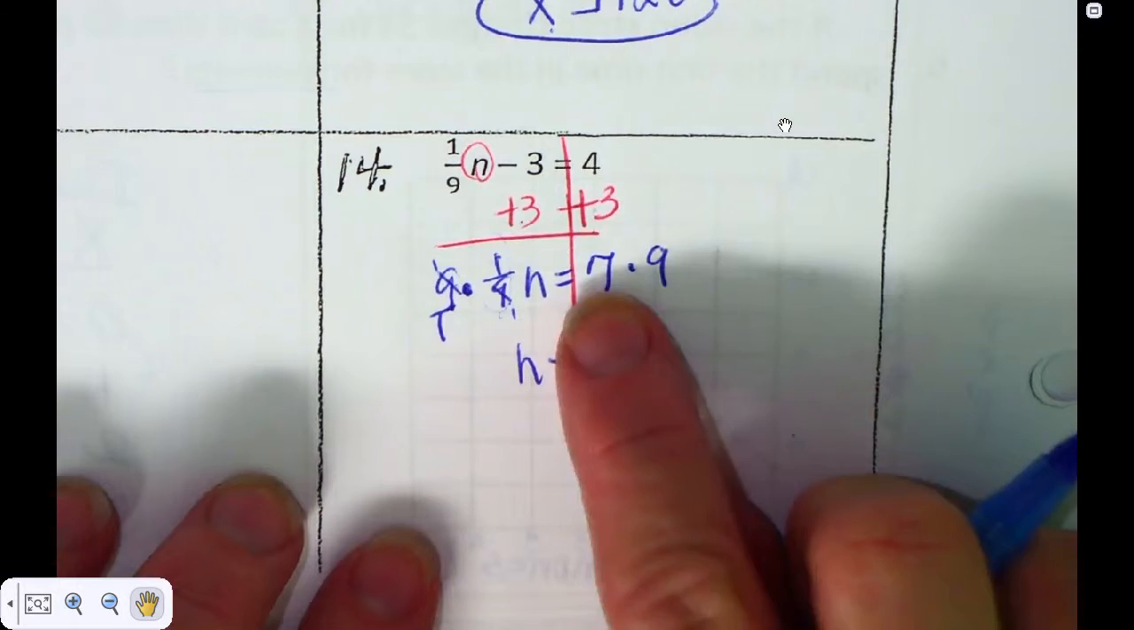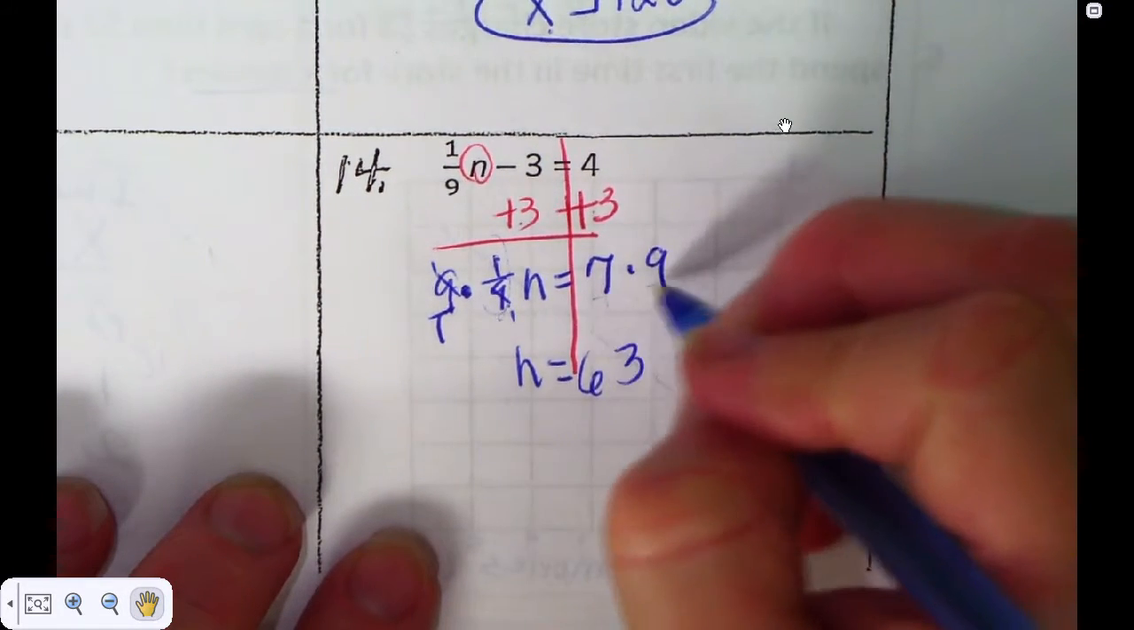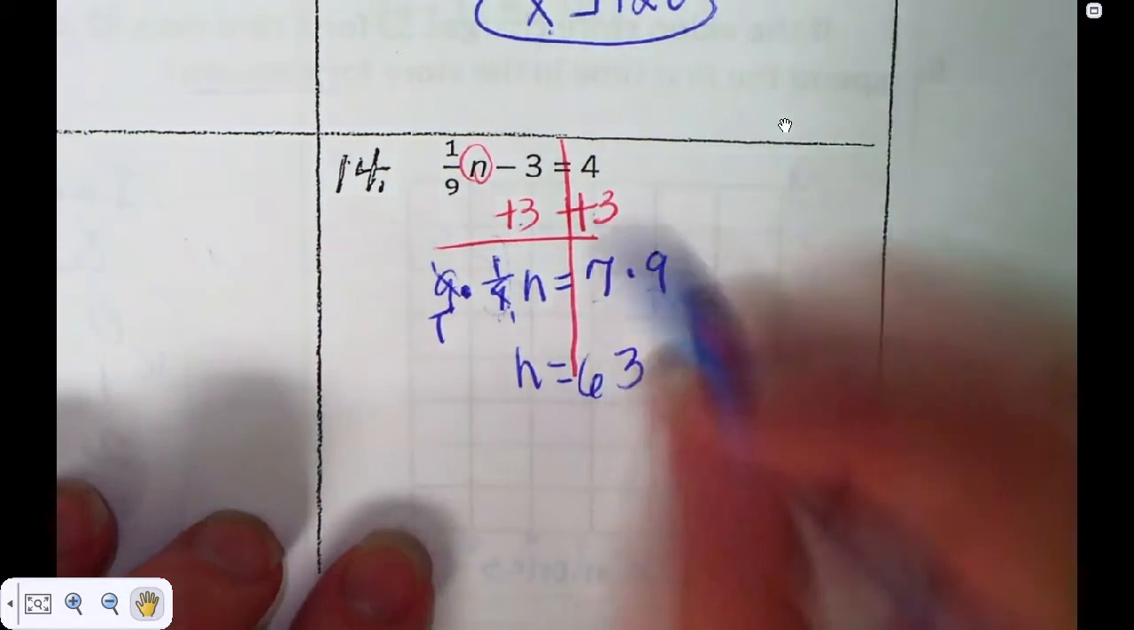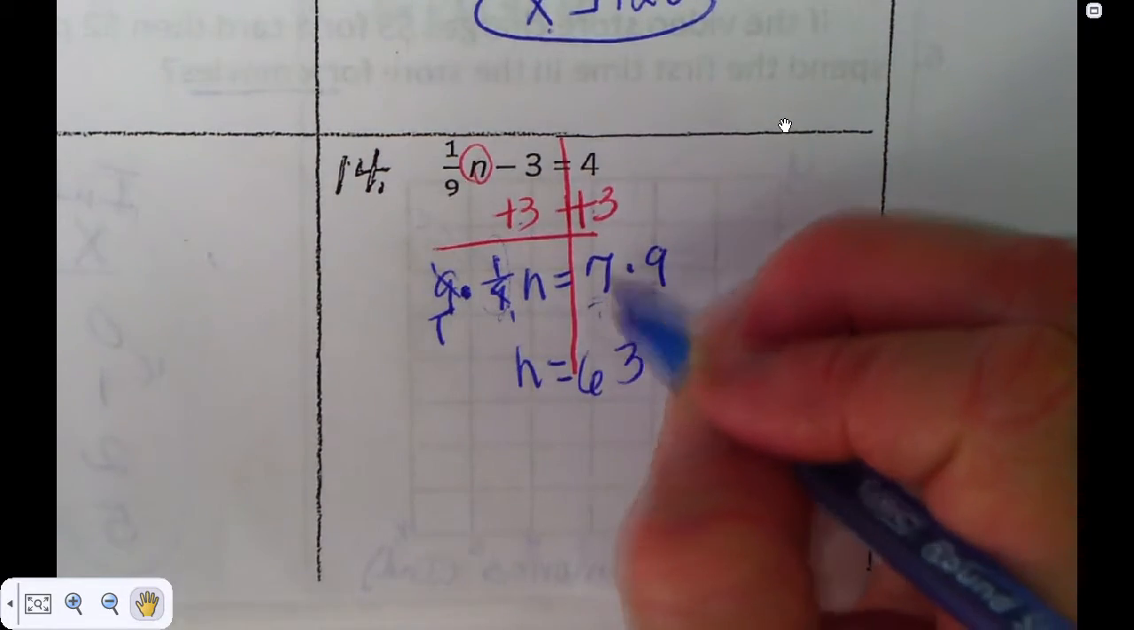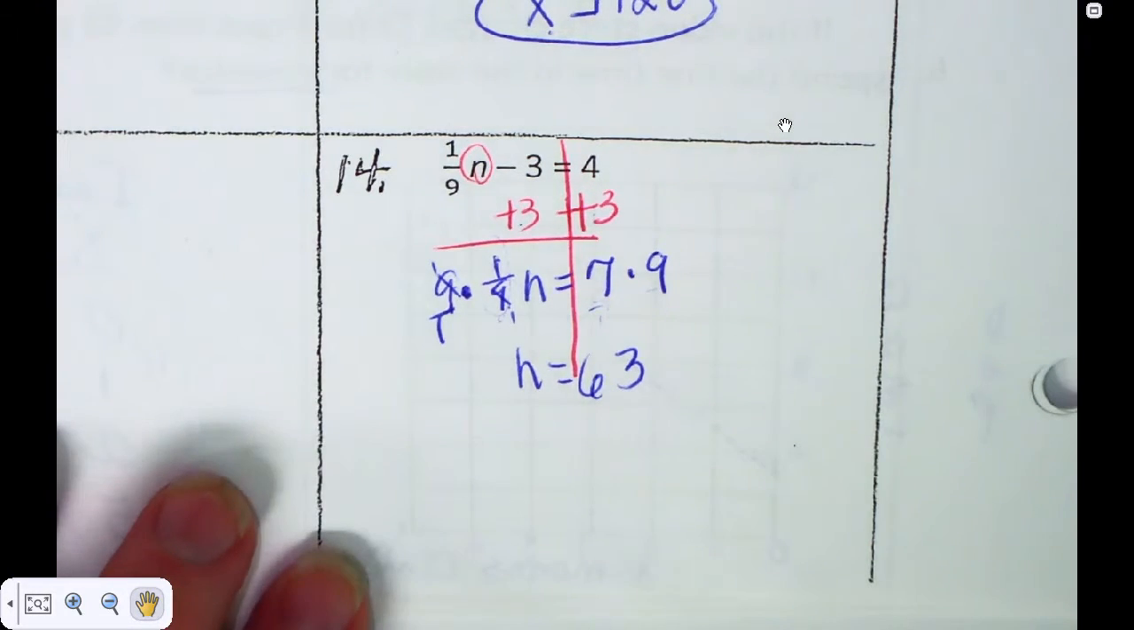And then what is 7 times 9? 63. Guys, you do not need to put that over 1. You do not need to put it over 1. Unless, if one of them's a fraction, yes. But if it's not a fraction, just leave it alone.